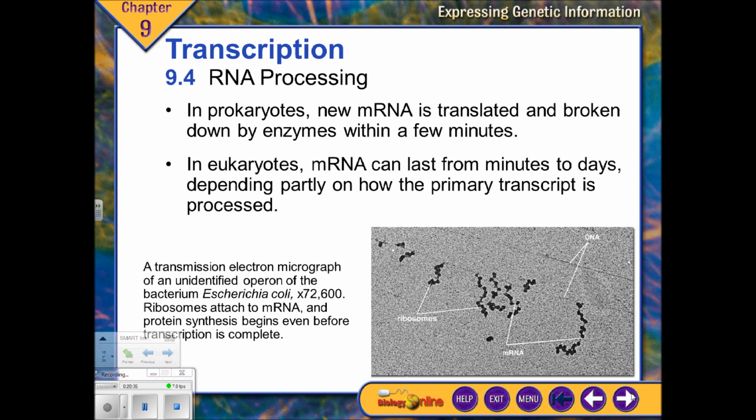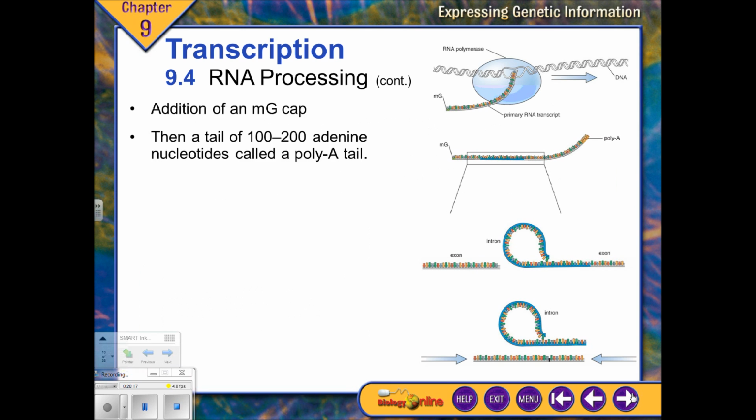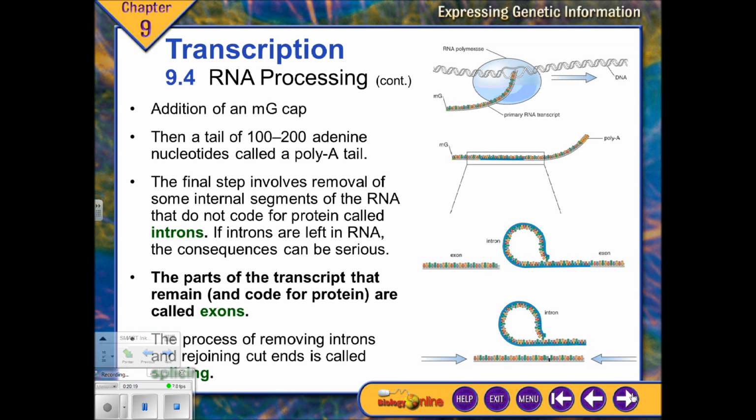So in eukaryotes, like I said, messenger RNA can be used over and over, from minutes to days, depending partly on how the primary transcript is processed. That'll make a little more sense. All right, so the code is obviously still very fragile, and it needs to be taken care of. So what this part is talking about is we put a G cap. We basically put a bunch of nucleotides to protect it. So it's got a cap on the end of what's going to be transcribed, and it even has a tail.